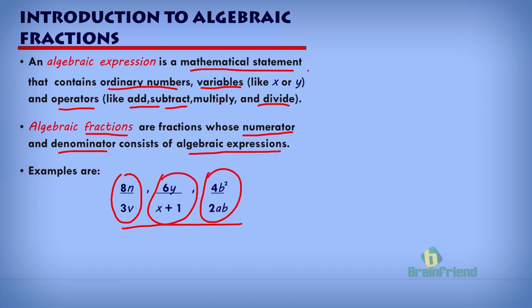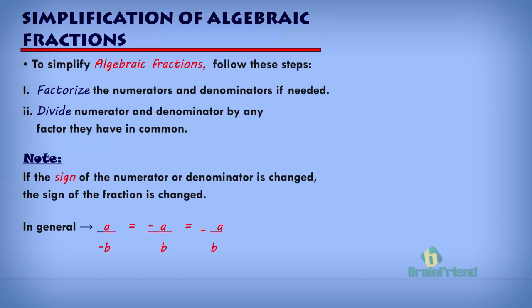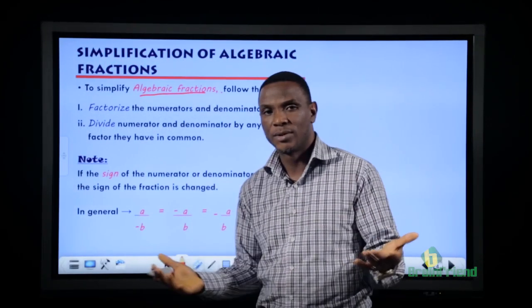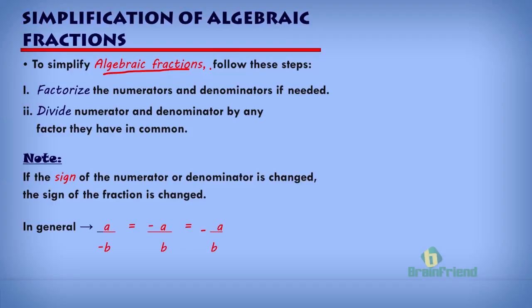Now we'll go on into our class and we'll see how we can simplify these algebraic fractions. Now, to simplify algebraic fractions, there are basically two simple steps. Quite simple. First, you factorize the numerators and denominators if needed. When we factorize, what happens? We have simpler expressions to work with. And then next, we divide our numerator and denominator by any factor that they have in common.